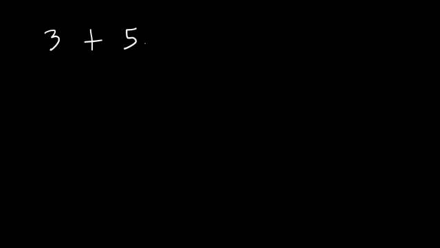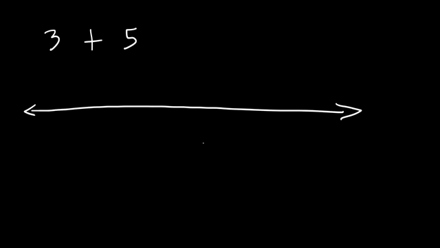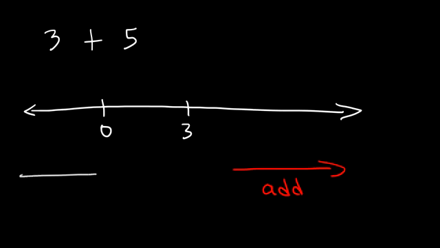Intuitively, you know what the answer is. But let's say if you didn't know what to do. Here's what you can do. You can use a number line to help you add and subtract numbers. So let's say this is 0, and we're going to start with 3. So start with the first number. Anytime you need to add, travel to the right using the number line. If you need to subtract, then move towards the left.